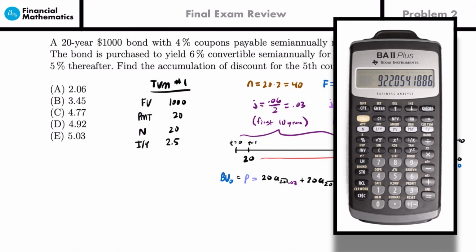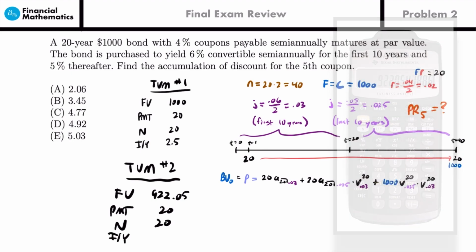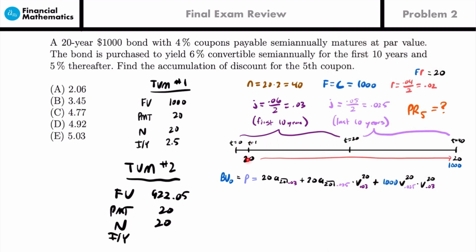Now we're going to do a second one. We're going to have TVM number 2. And this time, the future value is not 1,000. It's going to be that present value we just calculated, which is $922 and about 5 cents. Our payment amount, or coupon payments, is still 20. The number of them is still 20, but now the interest rate changes. We don't have 2.5% for those first 10 years. We have 3%. So we're going to put in 3 this time.